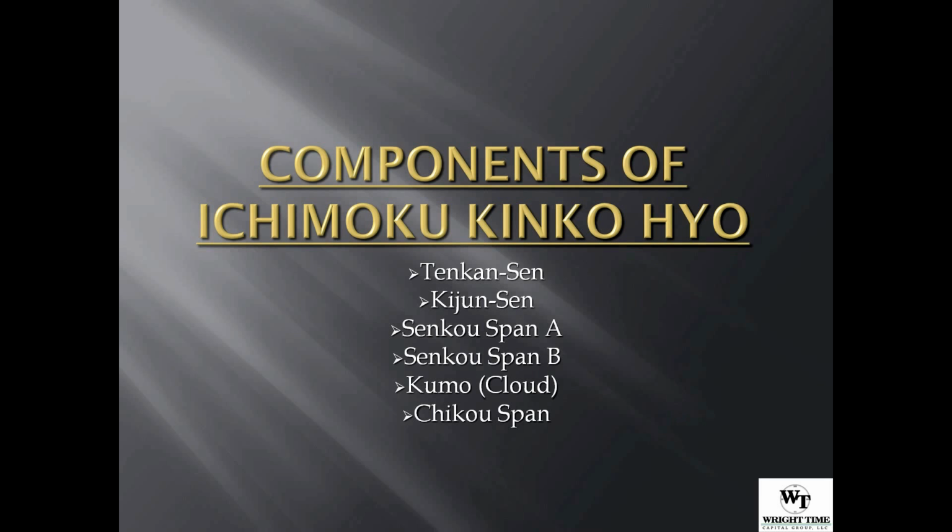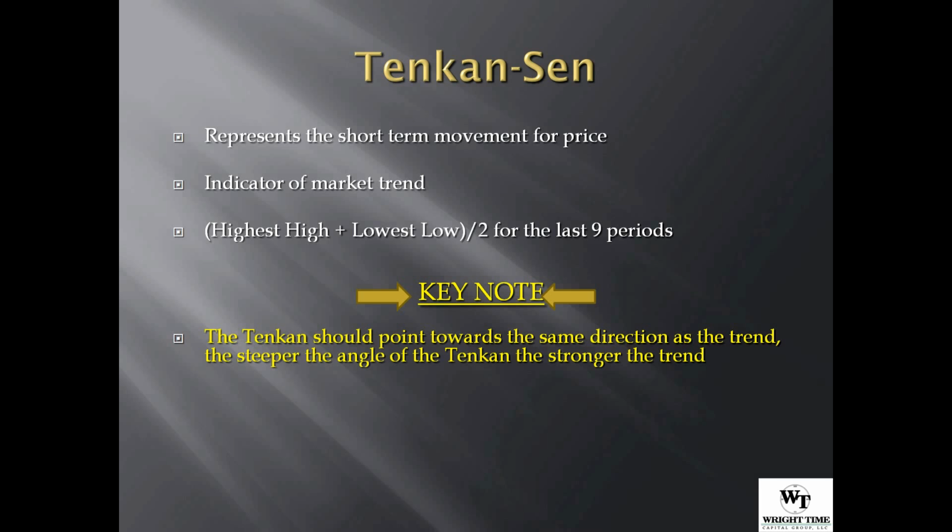Now, the Ichimoku is made up of the Tenkan, the Kijun, Senkou Span A, Senkou Span B, the Kumo, which is also known as the cloud, and the Chikou Span, which is known as a lag indicator. The Tenkan-sen represents the short-term movement for price. It's an indicator of market trend. One thing to remember when you have the Tenkan-sen on your chart is that it should always point in the same direction as the trend. And the steeper the angle of the Tenkan, the stronger the trend in the movement of price.